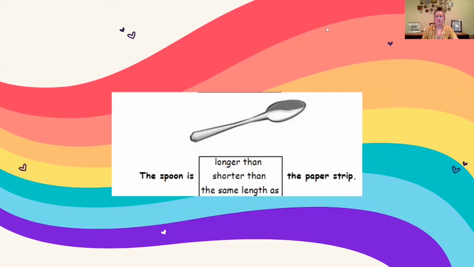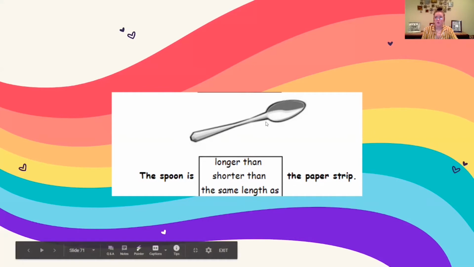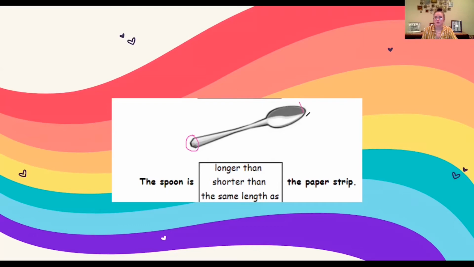All right. So now we're looking at the spoon. So again, we're looking at end to end and our end points. So we're looking at the end of this spoon to the end of the same spoon. You're going to take your paper strip. Pause the video if you need to. If I'm moving too quickly, that's okay. Put it right up against it. Go from end to end. So what I see on mine is that my paper strip is longer than, or the spoon is.